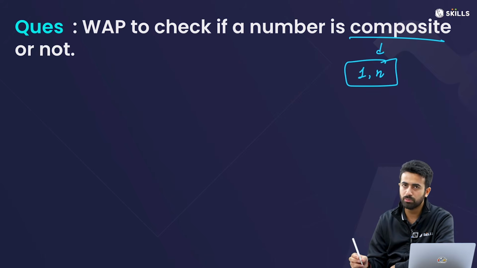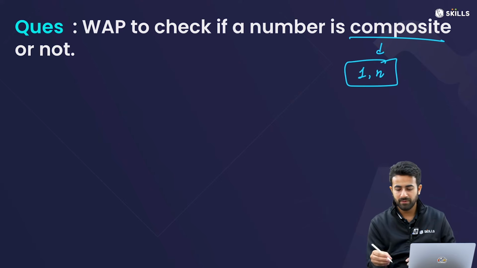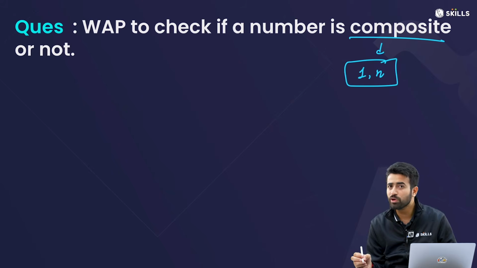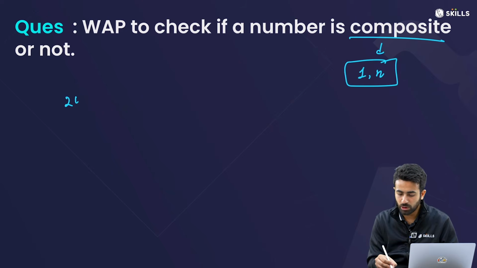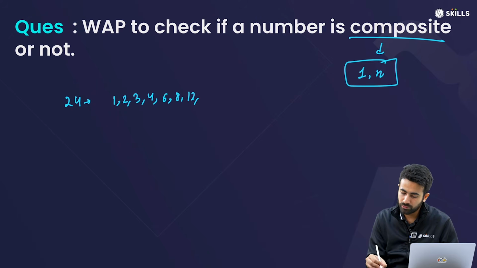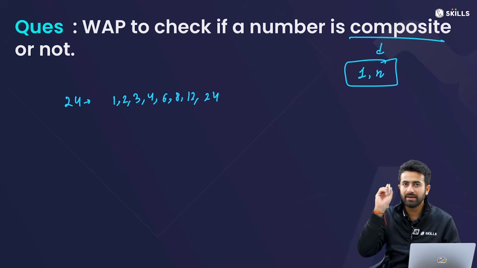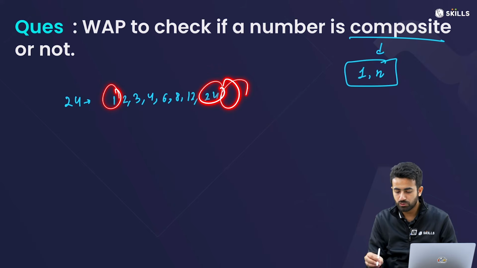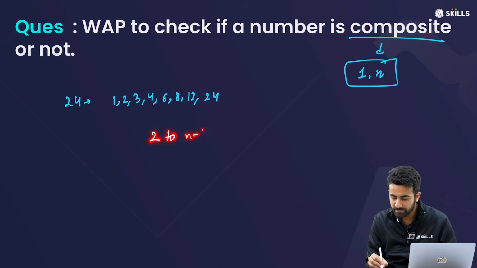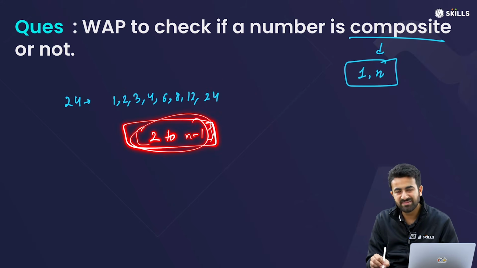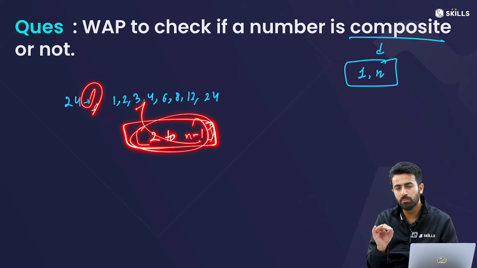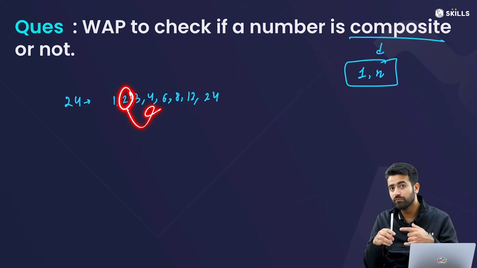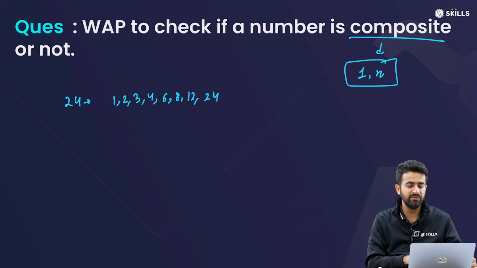49 is composite, 4 is composite, right? 41 is not composite. Now for example, 24 is a composite number, but 24 has a lot of factors: 1, 2, 3, 4, 6, 8, 12, 24. I only need to find one factor, just one, apart from 1 and n itself. So from 2 to n minus 1 included, if there is any number which divides 24, it is a composite number, and after that I do not even need to check. So I will show you the significance of the break statement.